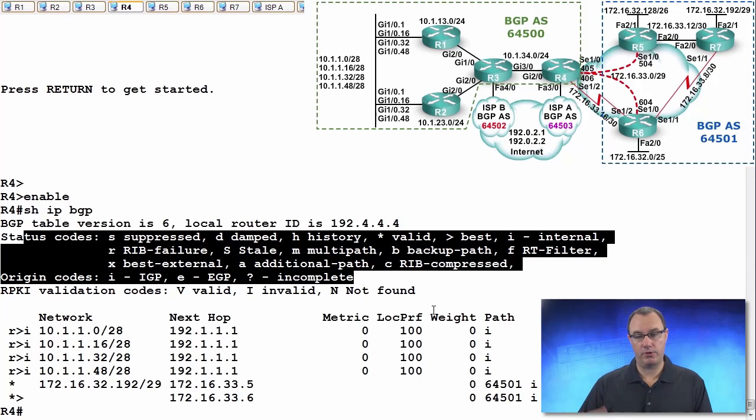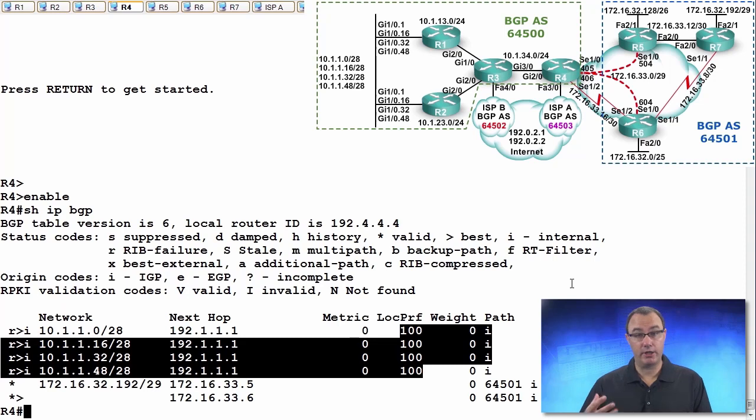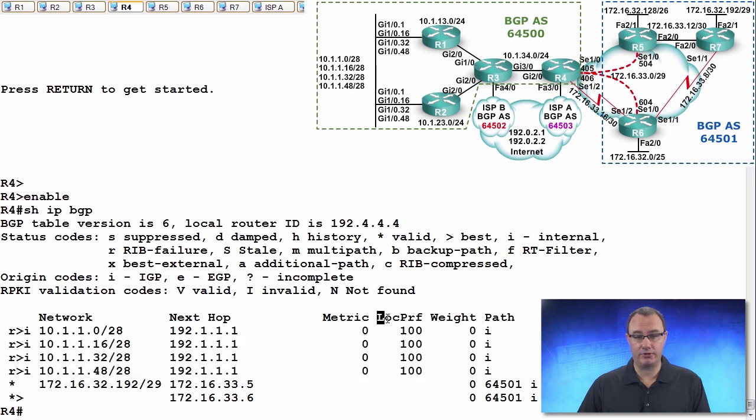If you know the mnemonic "We love oranges and orange marmalade," weight is the first, the "we" of that. Weight, you see that there. Then love, that's the second one. That's local preference. You see the local preference right there. Now, I have not done anything to the BGP attributes, so you can see local preference of 100, that must be the default. A weight of 0 is the default. A MED of 0 is the default.